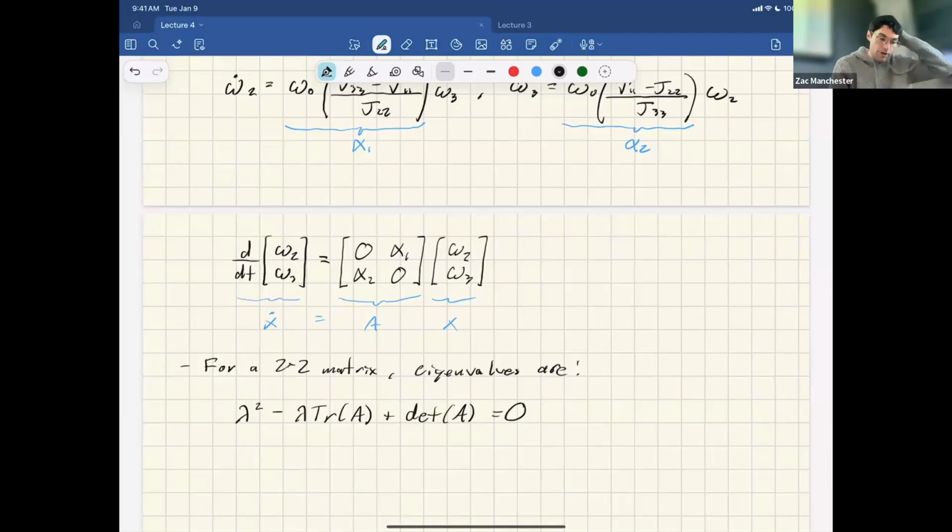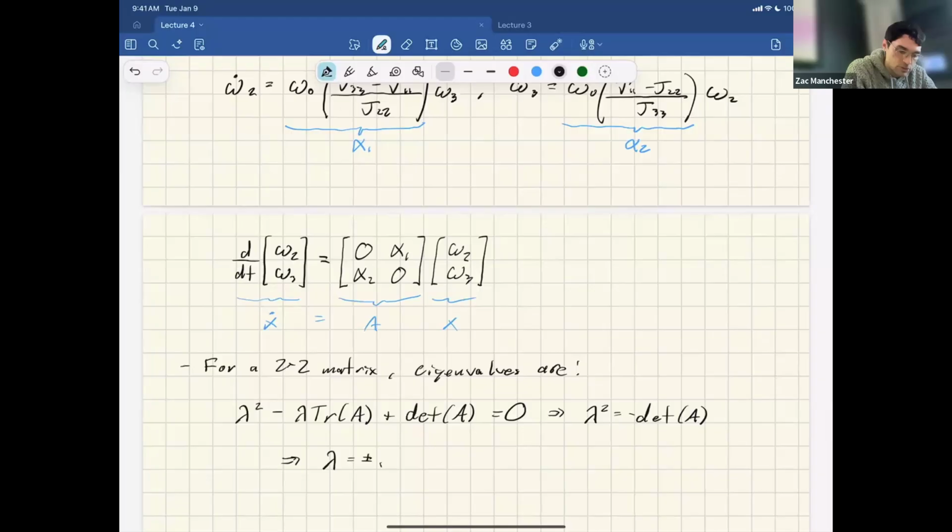So if I just kind of stare at that real quick, what's the trace of this matrix? 0. 0 is on the diagonal. So it literally ends up just being lambda squared equals minus determinant of A. And the determinant is, 0 minus alpha 1, alpha 2, right? So we get then lambda equals plus minus square root alpha 1, alpha 2. Okay.